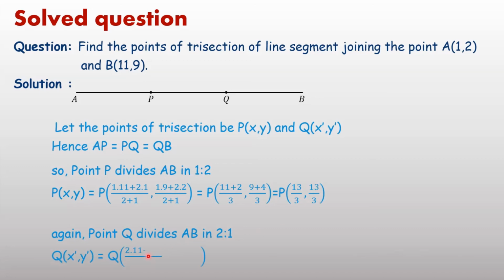Similarly, point Q divides AB in 2 is to 1. Again apply the section formula: 2 into the x coordinate of point B, 2 into 11, plus 1 into 1, upon 2 plus 1, comma 2 into 9 plus 1 into 2 upon 2 plus 1, equal to (22 plus 1) upon 3, (18 plus 2) upon 3, equal to 23 upon 3, comma 20 upon 3. In this pattern, if a question is given on the section formula, you can solve it.